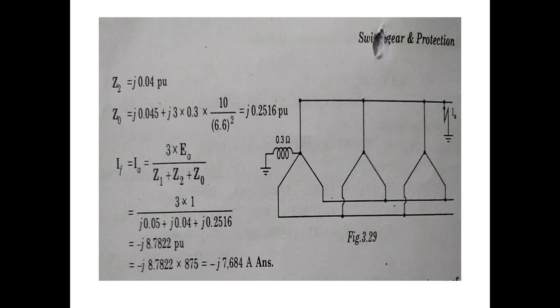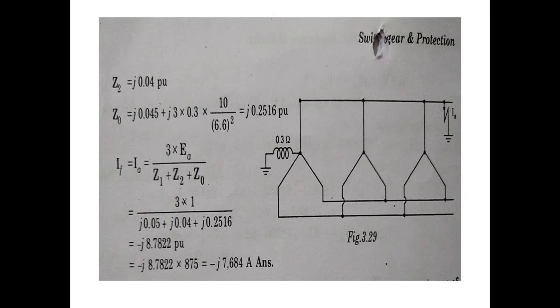But in case of the zero sequence impedance Z0, here the original reactance, that is J0.05, plus J3 into 0.3, because 3 generators are present, into 10 upon 6.6 bracket square, because as per the change of base value it will be multiplied by MVA base upon kV base bracket square. So 10 into 10 upon 6.6 bracket square. So J0.2516 per unit.